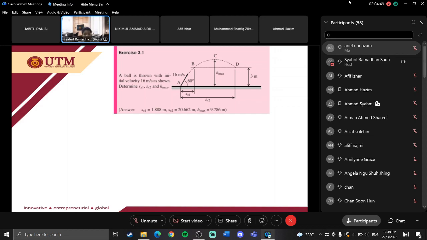Alright, so we have here a ball thrown with an initial velocity of 16 meters per second as shown. Determine the horizontal distance Sx1, the horizontal distance Sx2, and then the maximum height. Alright, so let me copy the equation first.